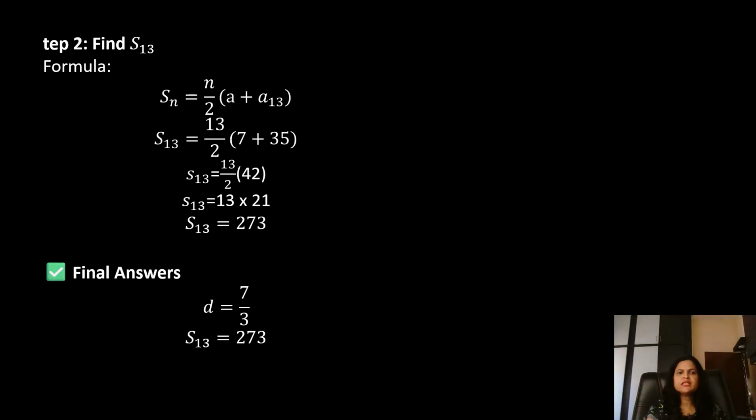Next, step 2 is find S13. Formula: Sn equal to n by 2 into a plus a13. That is S13 is equal to 13 by 2. A is 7 and A13 is 35, already given. So 35 plus 7. Split this 7 into 5 and 2, 35 plus 5 is 40. 40 plus, no, it is 2 plus 5, it is 42.